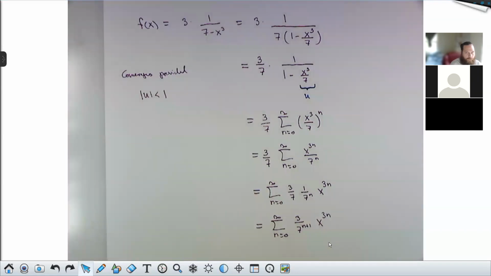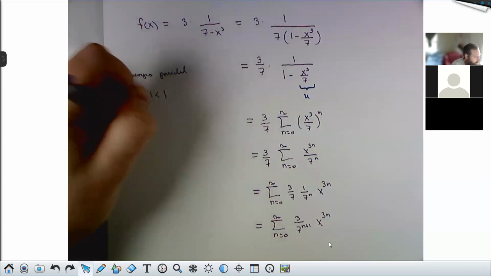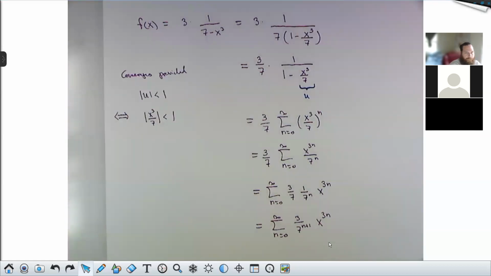The IOC work is basically the same stuff that we were doing before. We need to solve the inequality: absolute value of u is strictly less than 1. Here u was x cubed over 7. So this is the absolute value of x cubed over 7 is strictly less than 1.